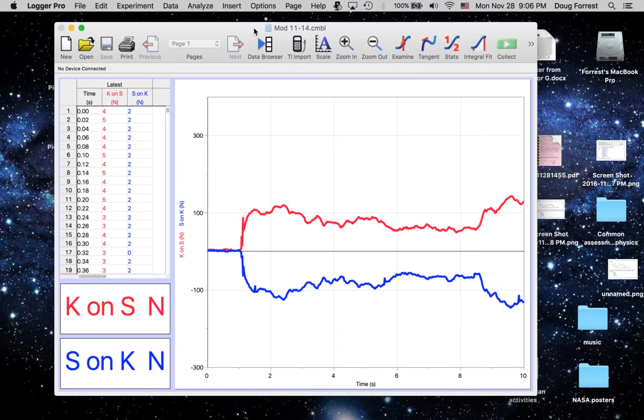So this is a demonstration, or a video, I guess a screenshot, of what we did today in class, and that's November 28th. We had two force plates, which are basically scales. They were calibrated to read, one being the positive direction, one being the negative direction.